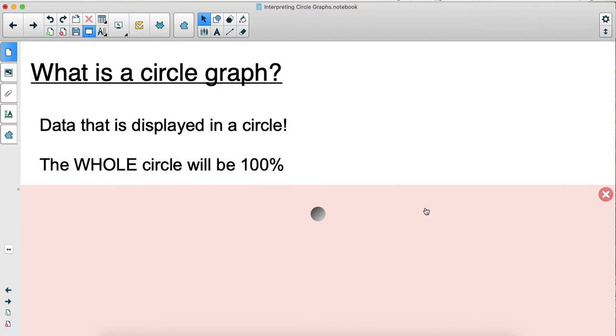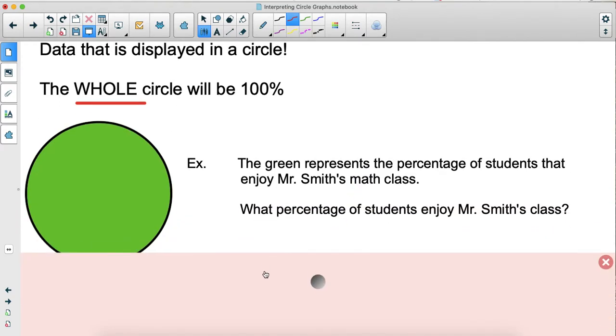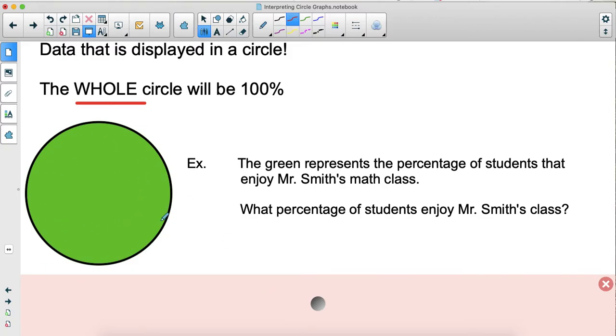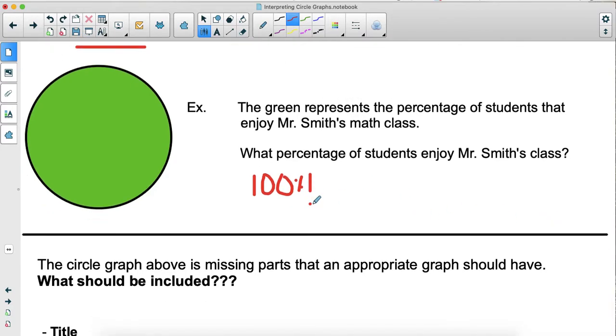Okay. So one thing we need to remember is that the whole circle is going to be 100%. So for example, here we have this green circle, so the whole circle represents 100%. This green represents the percentage of students that enjoy Mr. Smith's math class, of course. What percentage enjoy Mr. Smith's math class? 100%. There we go, like we said. So the green represents that, and it is 100%. Enjoy Mr. Smith's math class there, okay?